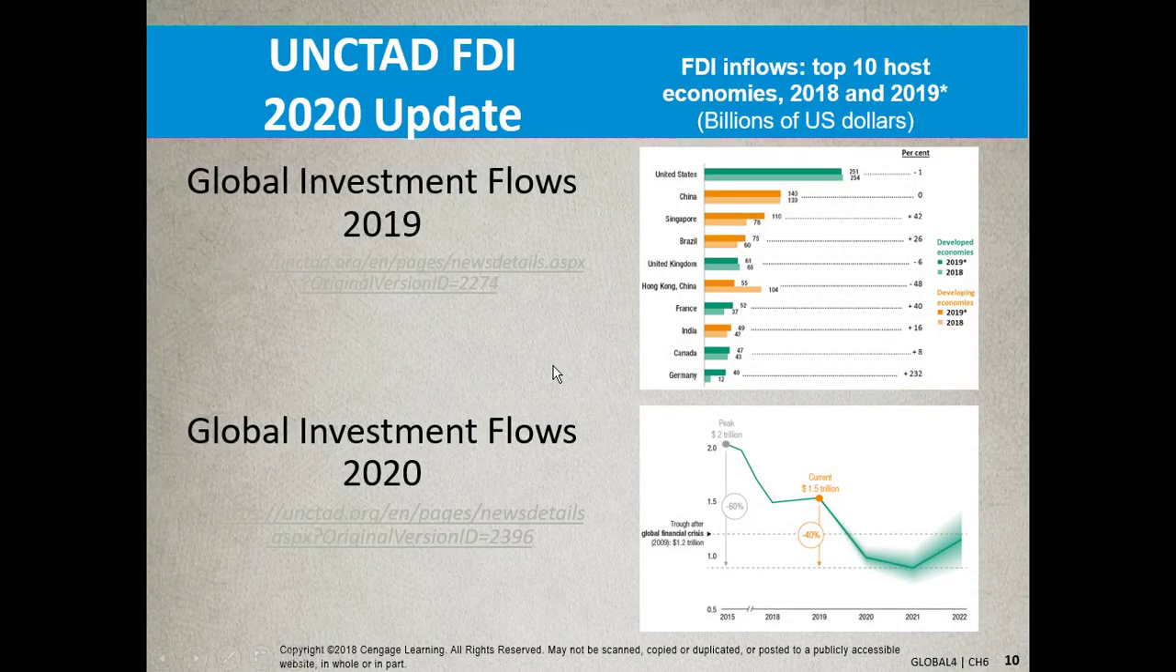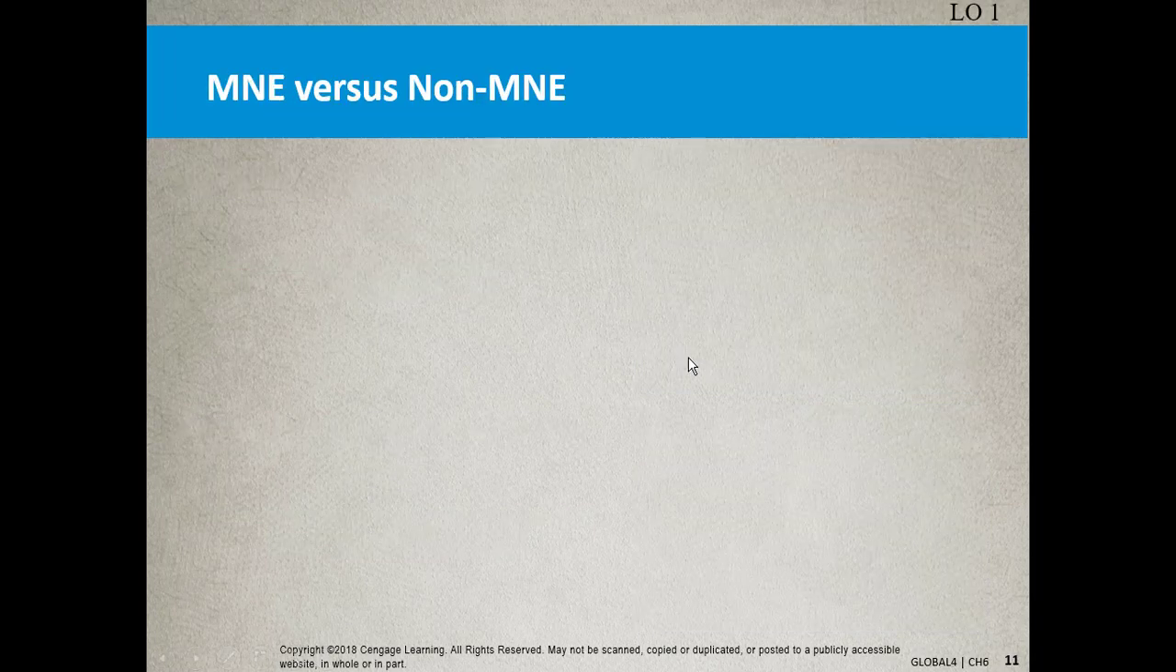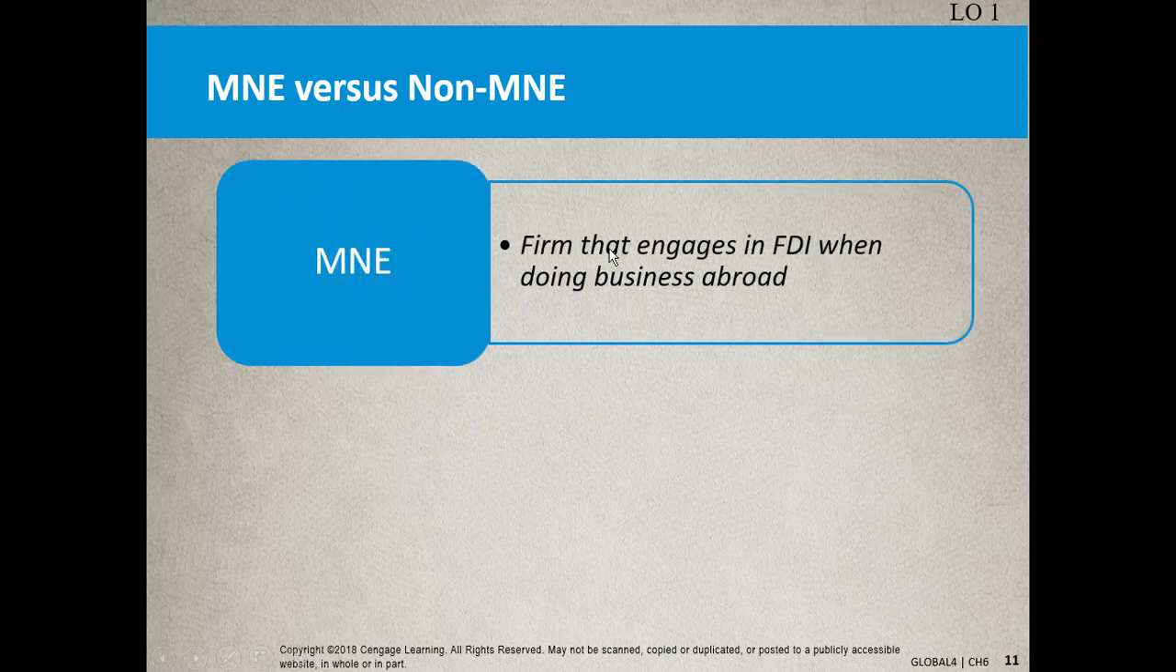All right, moving along. This was an update that I thought was critical. Wanted to show you this update, especially considering where we are now. Now let's go with MNE versus non-MNE. So multinational enterprise, aka multinational corporations, if you will, versus non-multinational, right? So an MNE is a firm that engages in foreign direct investment when doing business abroad, done.